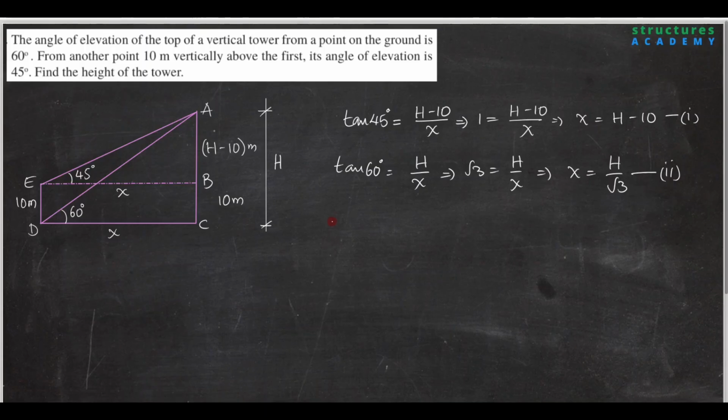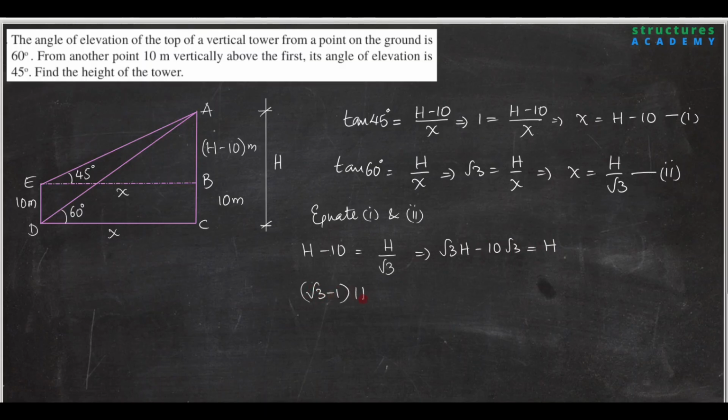Alright, we will equate equations 1 and 2 since both are in terms of x. So H minus 10 is equal to H over root 3. Cross multiplying, I get root 3 H minus 10 root 3 is equal to H. I'm going to gather the H terms together. Root 3 minus 1 times H is equal to 10 root 3, which implies H would be 10 root 3 upon root 3 minus 1.